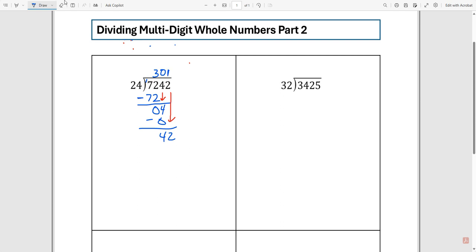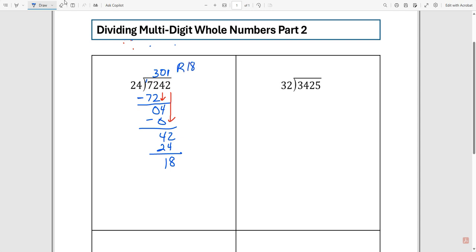And 1 times 24 is 24. And that leaves 18. There are no other numbers to bring down here, and so therefore, we have 18 left over. And so we have 301 with a remainder of 18.